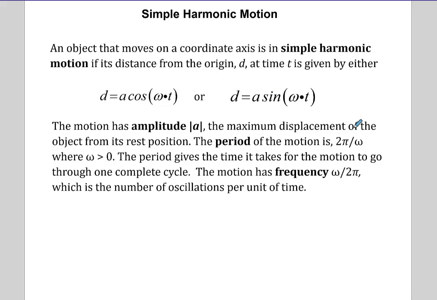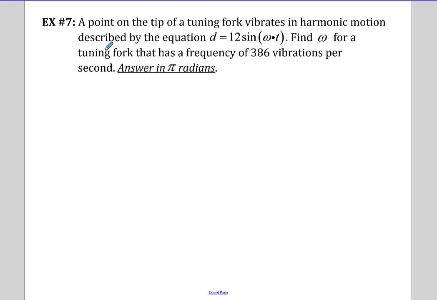And the period of the motion is still 2 pi over the b value, but here our b value is the Greek letter omega, where omega is a positive number. And the period gives the time it takes for the motion to go through a complete cycle. And if we want to know the frequency, that would be omega divided by 2 pi. And the frequency tells us the number of oscillations per unit of time. So we'll start out really simple.